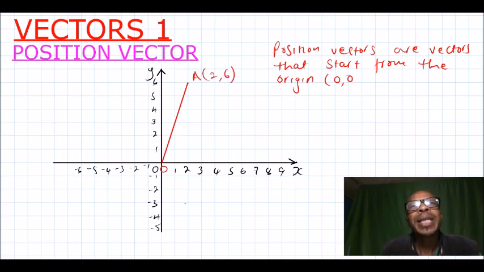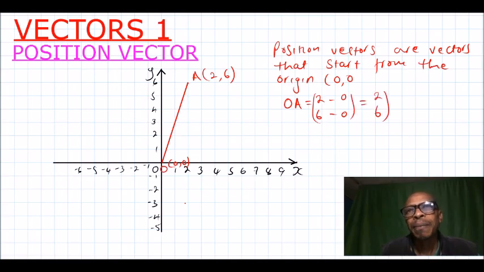So we find the components, position vector OA is equal to, the coordinates here are 0, 0, although we don't normally put that. It is like the way we did with the column vector. We write 2 minus 0, 6 minus 0, which is the origin. You see it gets to 2, 6. So that is the position vector OA.